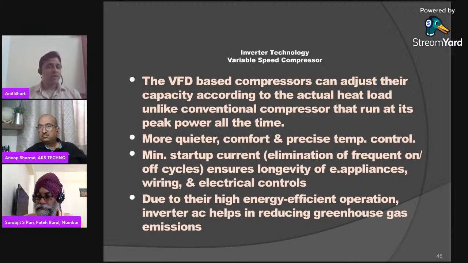But the new ACs which are coming nowadays, which we call inverter ACs, they are entirely different. उसमें जो है काफ़ी एडवांस टेक्नोलॉजी है, और उसको जो कंप्रेसर है it is coupled with a variable frequency drive motor which can reduce or increase its RPM according to the load. अब ये काम कैसे करते हैं ये देखते हैं हम. The variable VFD based compressors can adjust their capacity according to the actual heat load, unlike the conventional compressors that run at peak power all the time.